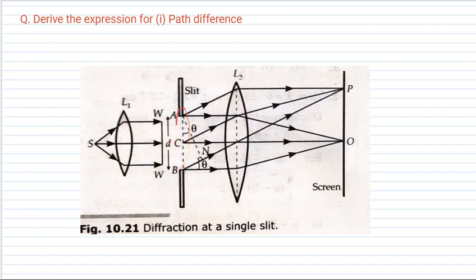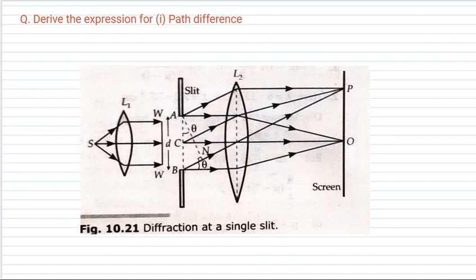Now, the wavefronts produced by the slit AB are focused on the point O using lens L2. If the light waves coming from here and here don't have any phase difference, then at this point O, you have a central maximum.